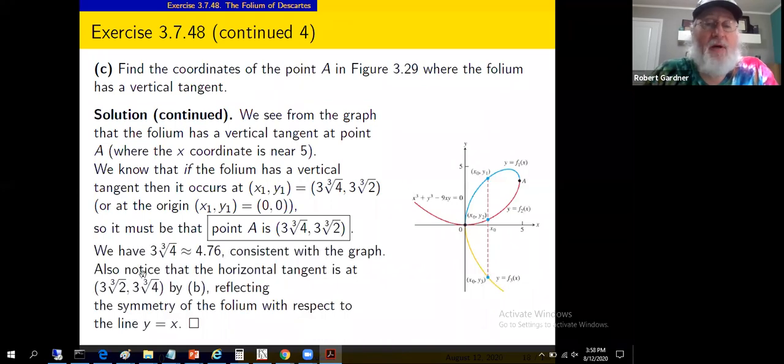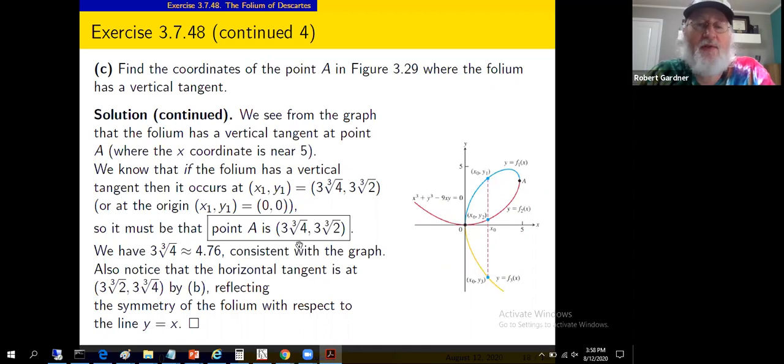Now, numerically, 3 times the cube root of 4 is, to a couple of decimal places, 4.76. That looks about right in terms of the picture they've given us. It looks ballpark for part A. So I think that's consistent with the graph. But some things happened in terms of these horizontal and vertical tangents. I claim if we were to draw the line y equals x, this graph is symmetric with respect to the line y equals x. Over here, where we had the vertical tangent, somewhere up here, there's a corresponding horizontal tangent.